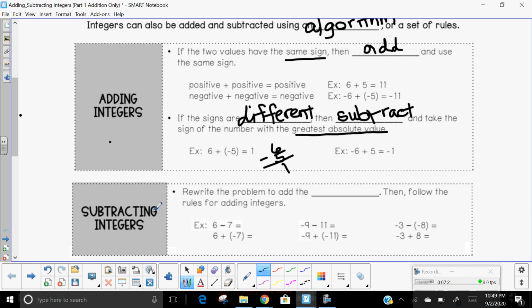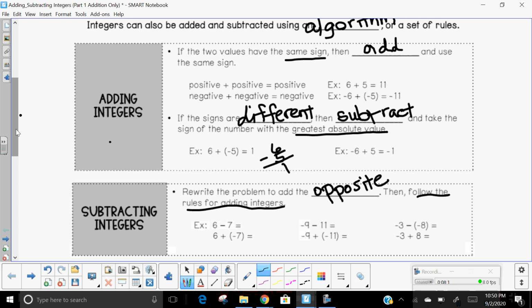Now, if we're going to do subtracting integers, this was also in the song. If we subtract with positive and negative integers, what we're actually doing is rewriting the problem to add the opposite of a number. And then once we make those changes, we follow the rules for adding integers. So we're changing subtraction to addition and then following these rules up here.